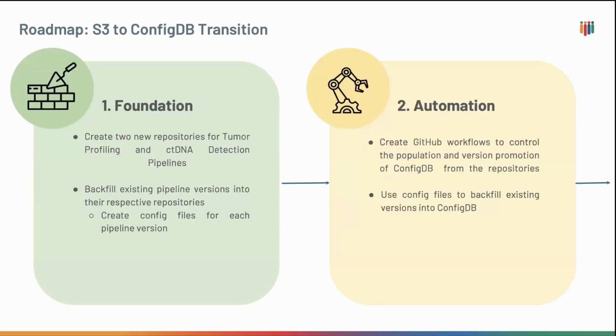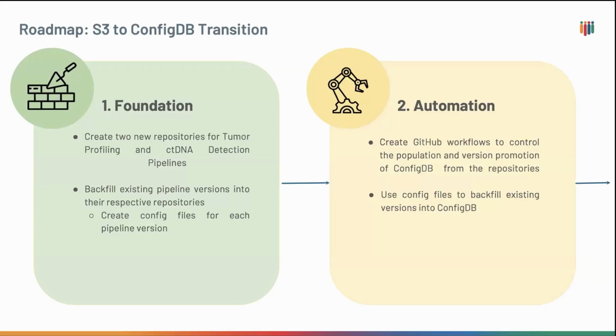So let's now walk through the implementation roadmap for transitioning information from S3 to ConfigDB, starting with the foundation phase. In this phase, we first create two new repositories, one for the tumor profiling and the other for the ctDNA detection, which allows us to have independent versioning. We then backfill all existing historical pipeline versions into their respective repositories by creating the configuration files that capture the relevant details for each pipeline version.